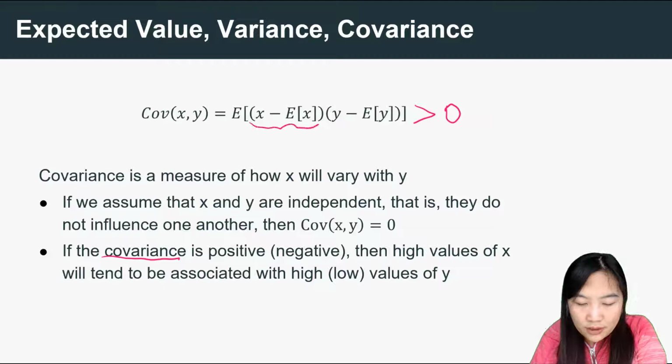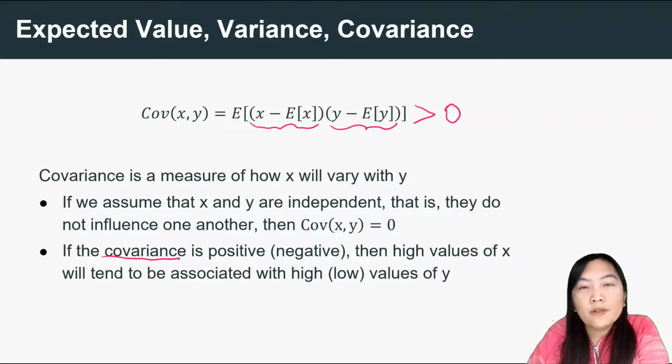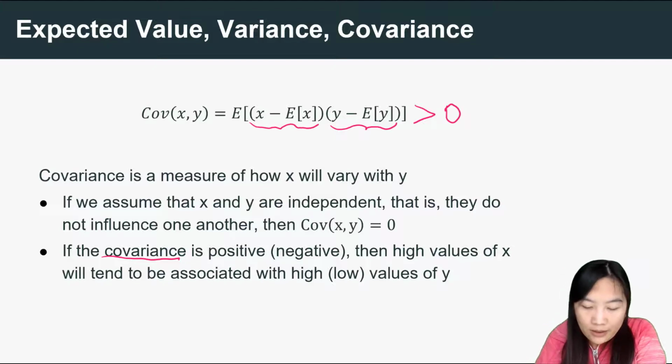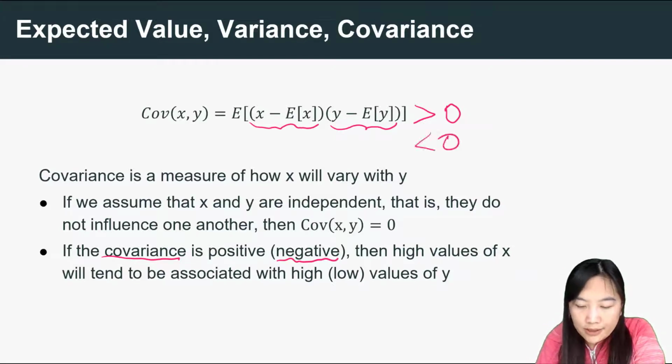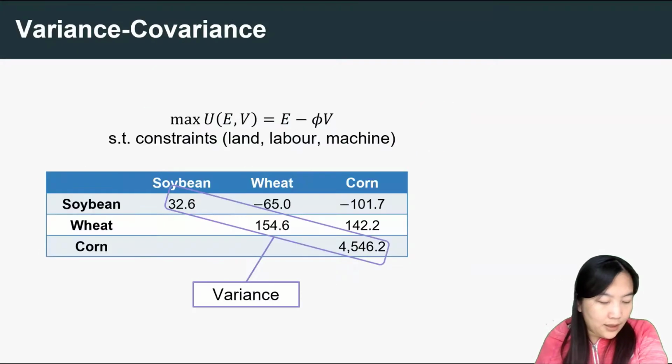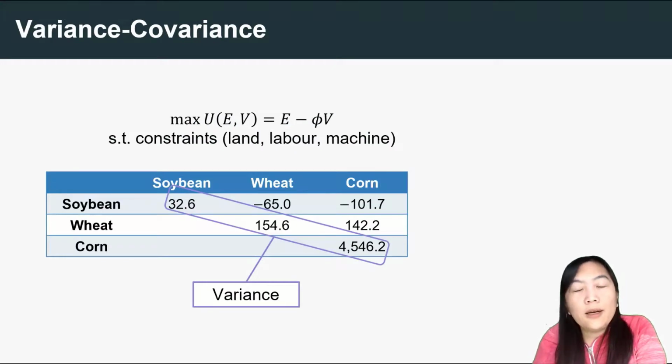So if you pay attention here, if covariance is greater than 0, that means they tend to move together in the same direction. So if the profit for wheat is higher, that means the profit for corn is also higher. However, if the covariance is smaller than 0, then high values of X will be associated with low values of Y. So they're moving in the opposite direction, X and Y. Let's look at the example to help you better understand this covariance.